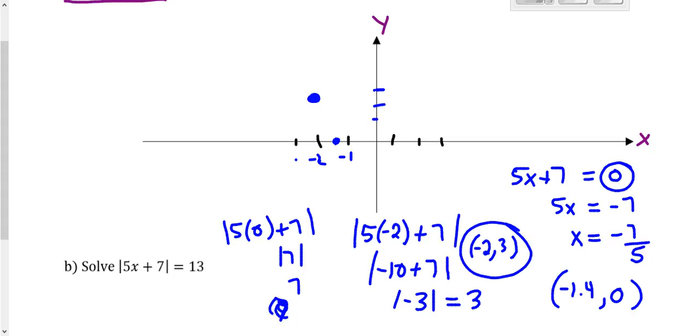Wait, the x value was 0, okay? The y value was 7. So 0, 1, 2, 3, 4, 5, 6, 7. So we have another point up there, and then we can draw our absolute value. I would suggest using a ruler in this case. Make your lines as straight as possible.